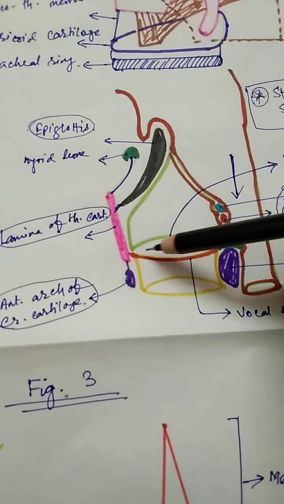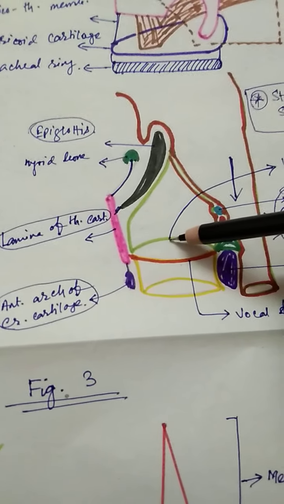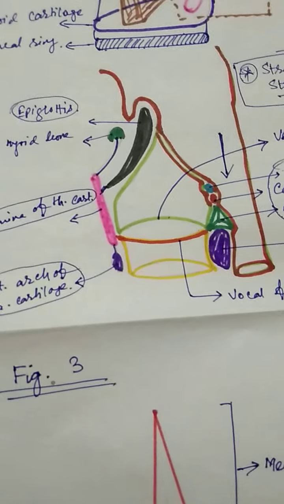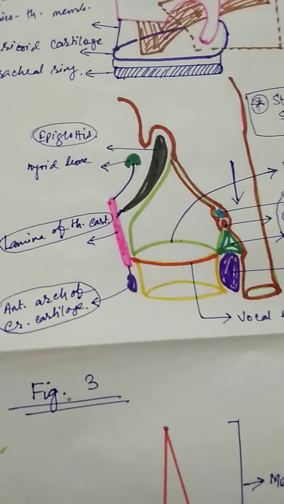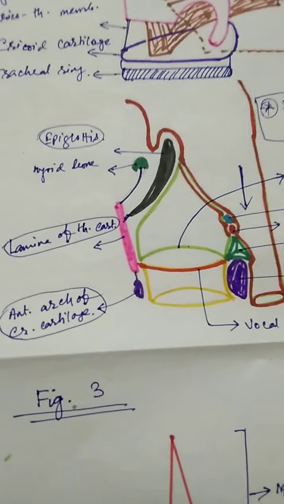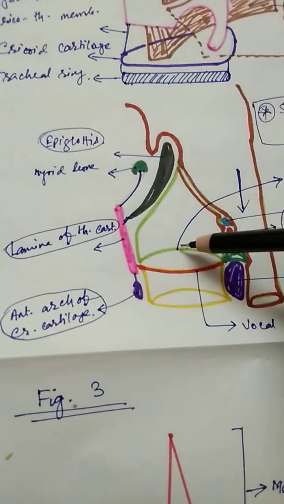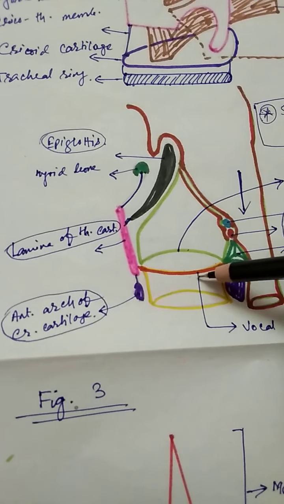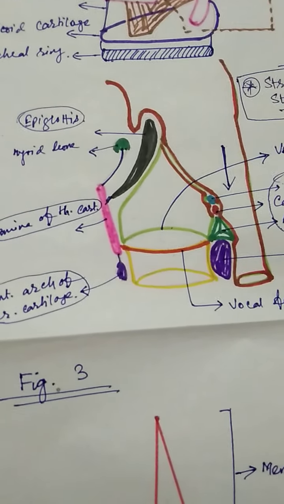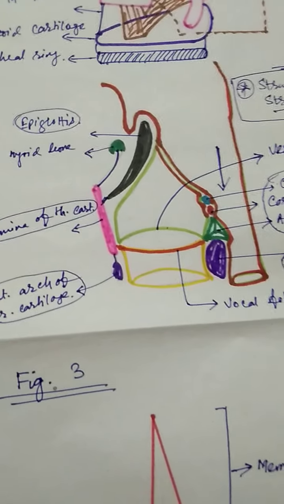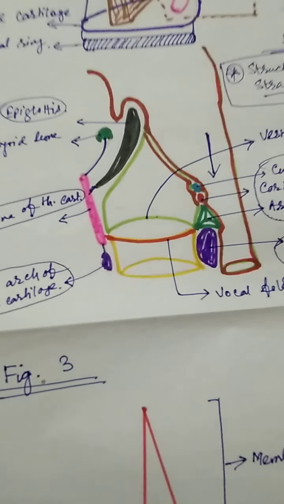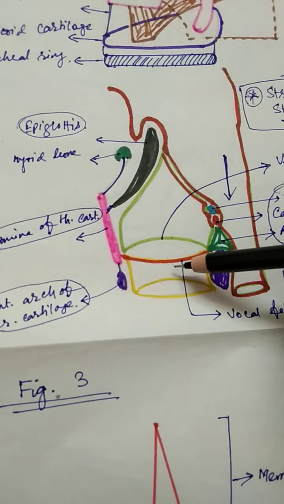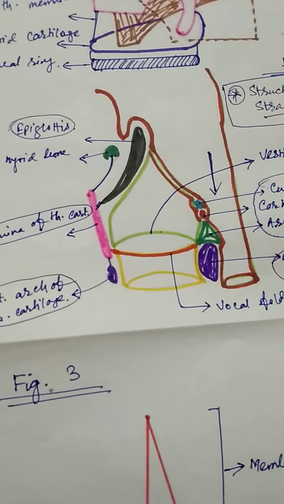So the upper fold, the vestibular ligament or vestibular fold, is allowing the entry of inspiratory air but preventing the exit. The opposite occurs in the vocal fold. The vocal fold will allow the exit of air but prevent the entry of air. So when one ligament is relaxing, the other one is contracting. This is very, very vital.